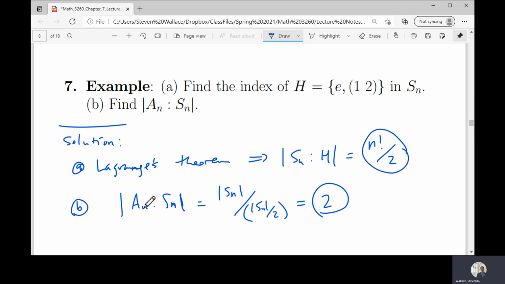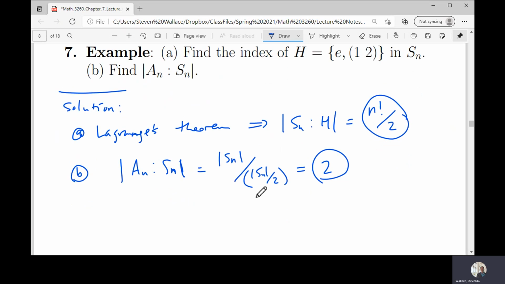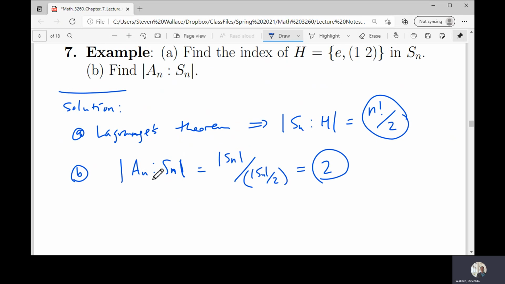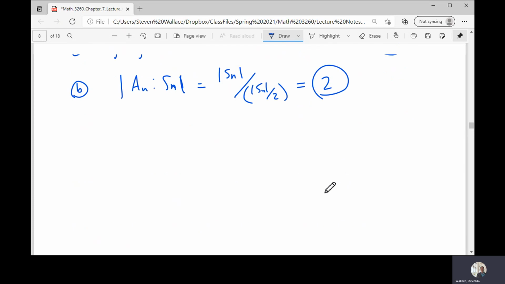The alternating group, remember, consists of all the even permutations. There are half even and half odd permutations. So the number of distinct left cosets of An here would be 2. You're either in An or you're not, right?